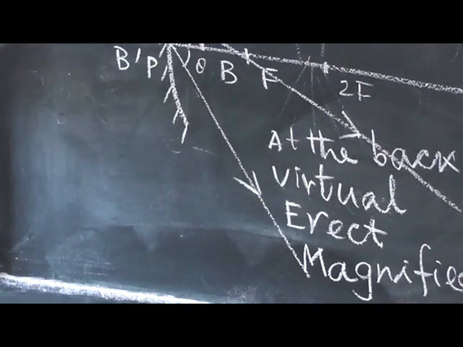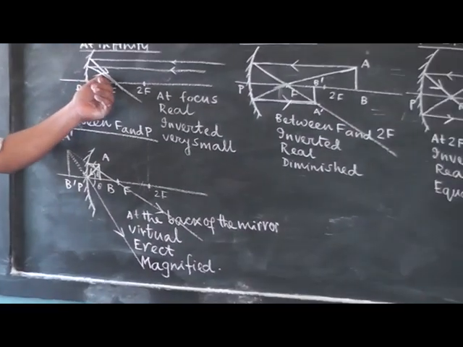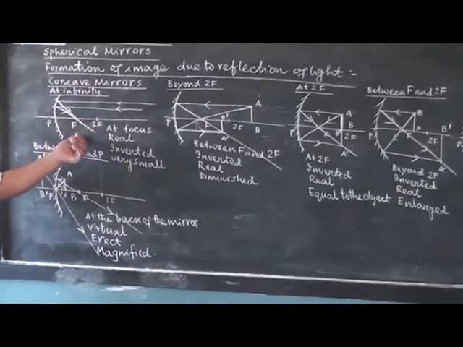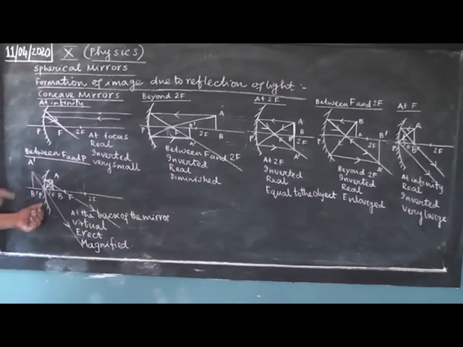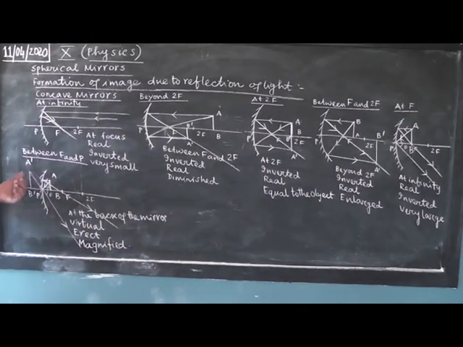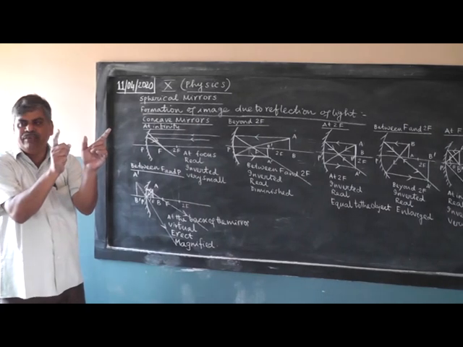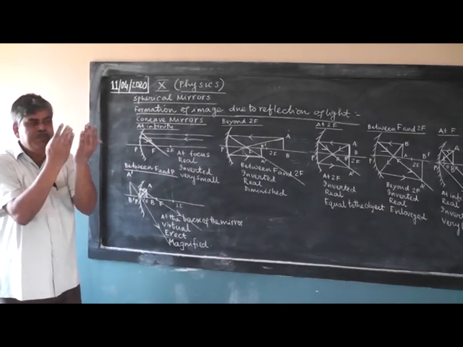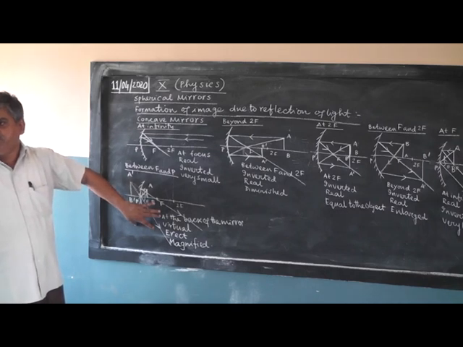Why virtual? Because in all the previous cases, the reflected rays after reflection from the mirror are really meeting at a point. But here, they are not meeting at any point. Rather, they appear as if they come from the point A dash. It is direct and it is magnified. That means, if you hold a concave mirror in front of your face, very close to your face, you will see a magnified, straight image at the back of the mirror. And it's a very practical application for concave mirrors.